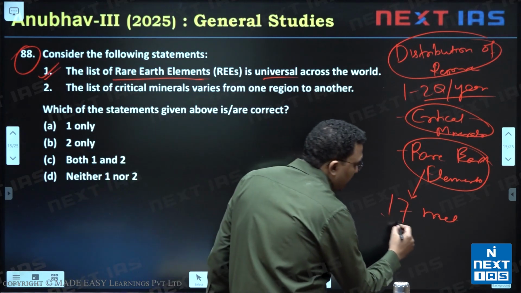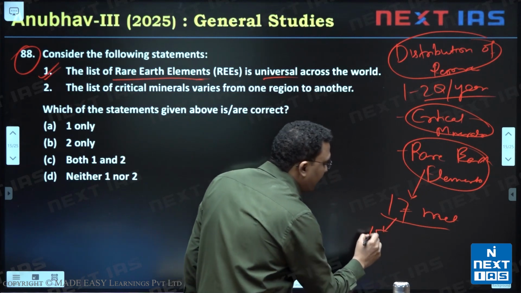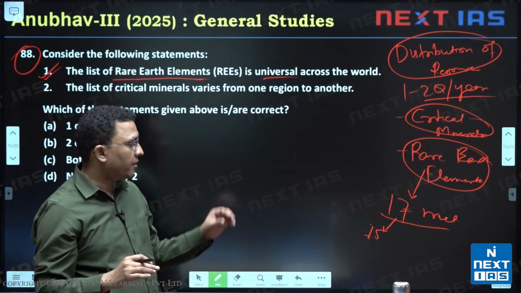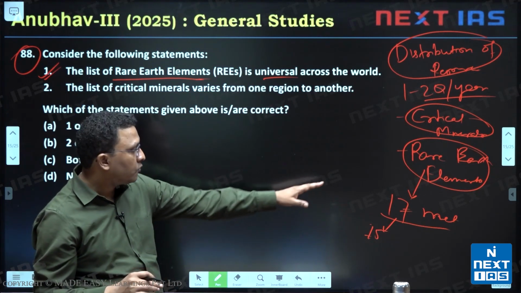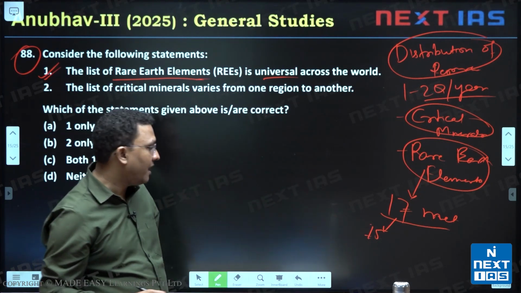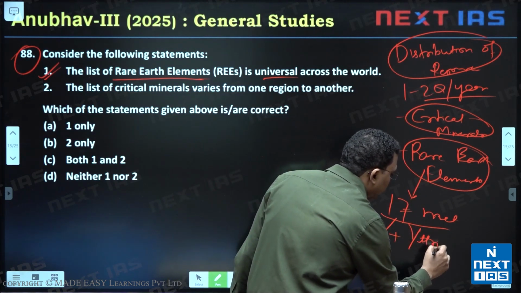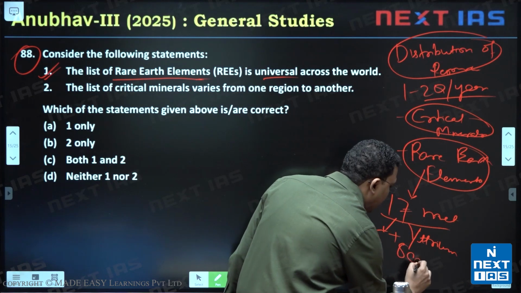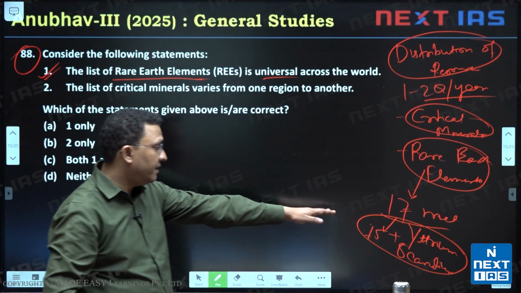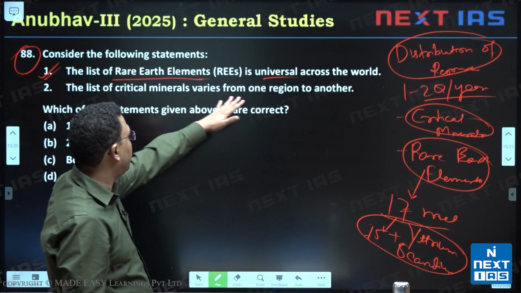So out of these 17 metallic elements, 15 are lanthanides. That is, if you see the periodic table, there are two rows on the bottom. The first row is called lanthanide, right? So out of 17 rare earth elements, the 15 are lanthanides only, and there are two more. First is yttrium and one more is scandium. So this group of 17 elements have been categorized as rare earth elements, right? And this is accepted universally.